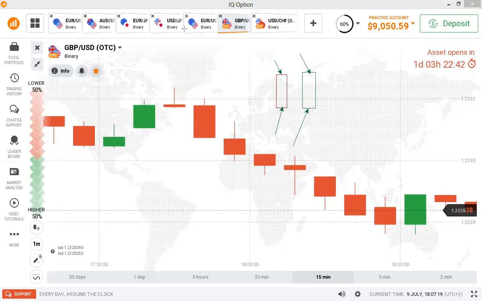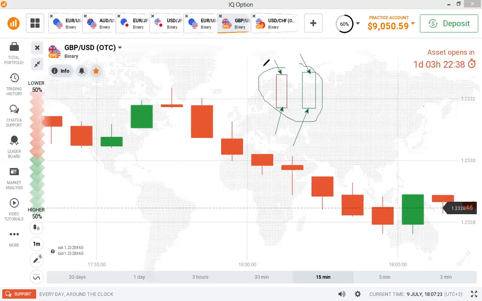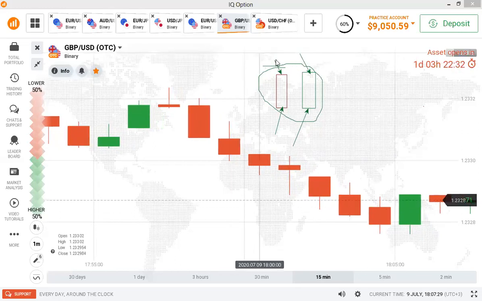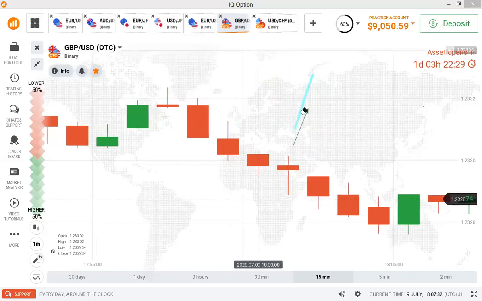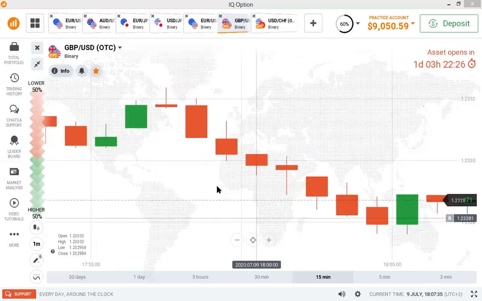This is the major thing about binary options. But for Forex, you can also use this logic in Forex as well.